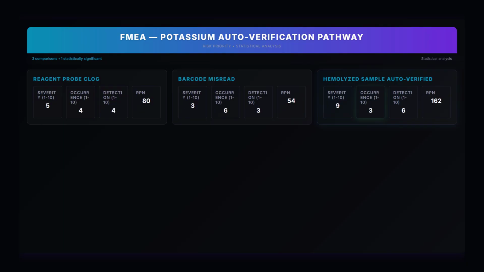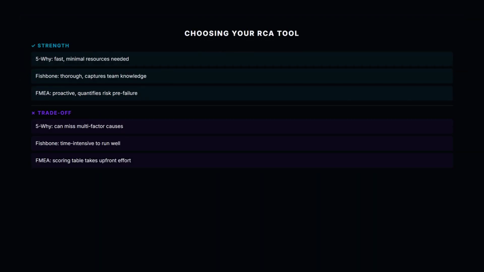None of these tools is universally best. They trade speed for depth. 5Y is fast and needs almost no resources, but it can miss multi-factor problems if you stop the chain too early. Fishbone is thorough and built for team input, but it takes real time to run properly. FMEA is proactive and quantifies risk before failure, but building the scoring table itself takes real effort up front.